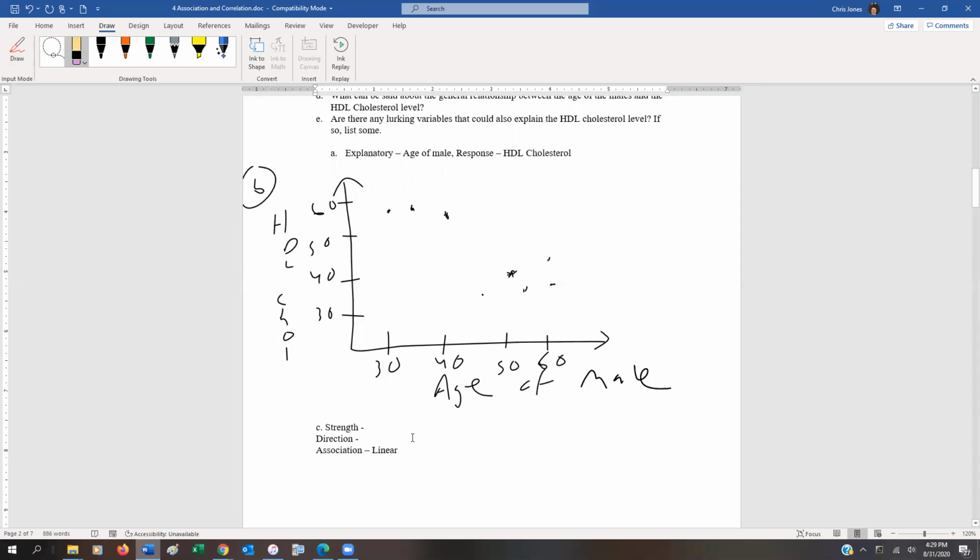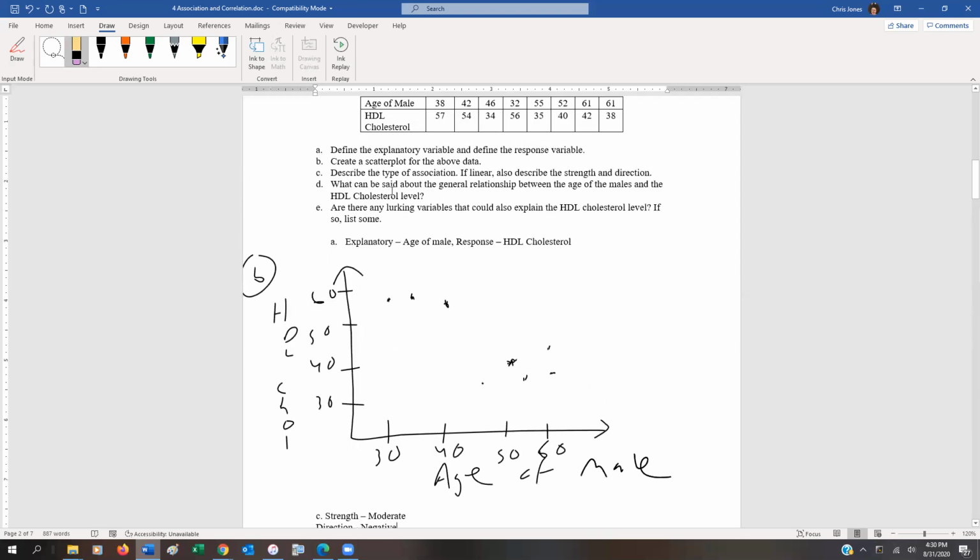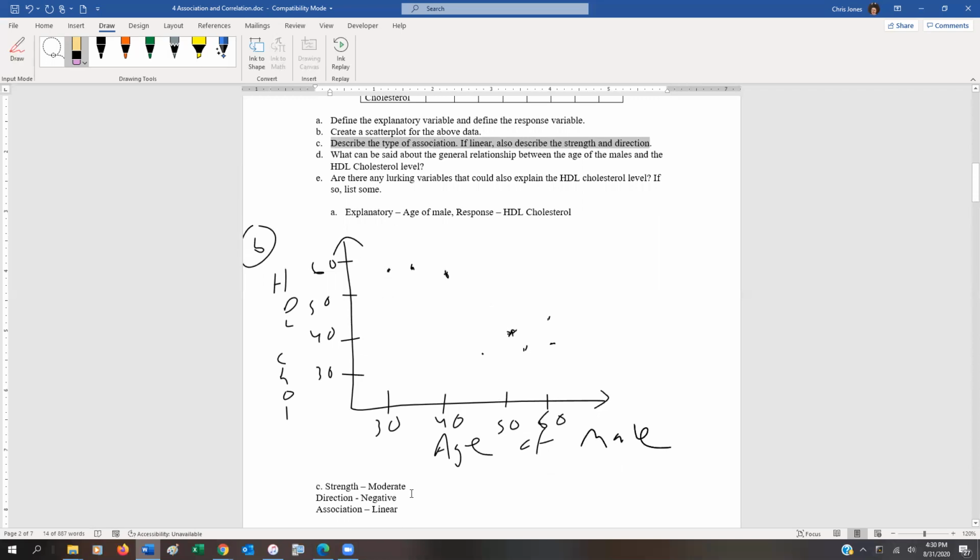That's probably the first thing that you always want to do, describe the linearity or nonlinearity. The strength of it, how close is it to forming a straight line? Well, there's some points that kind of skew that line, but it's not a terrible line. So we would probably say moderate if we were to answer that question. And the direction, because they are inversely proportional, because the age increases, the HDL level decreases, we're going to say negative. So that's one of the things that we always want to make sure of, that we describe the type of association and then whether it's positive, negative, strong, moderate, or weak.